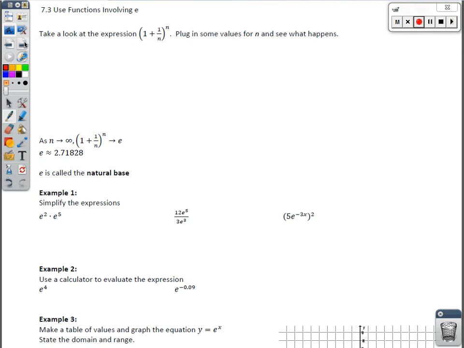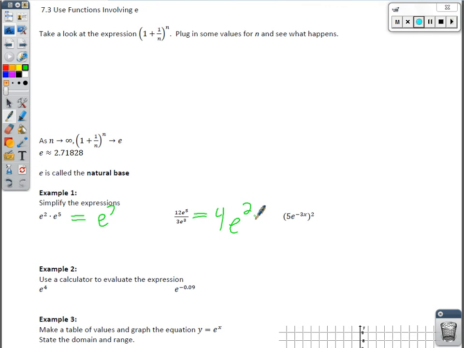Okay, at the bottom here, let's simplify some of these expressions. We're just going to be using our exponent rules here. So e to the second times e to the fifth, add those exponents, and we get e to the seventh. With a fraction over division, the exponents get subtracted. So 12 divided by 3 is 4. e to the fifth divided by e to the third is e to the second.